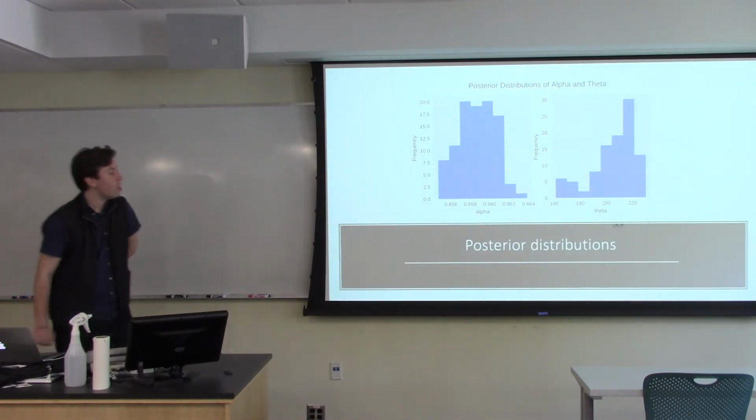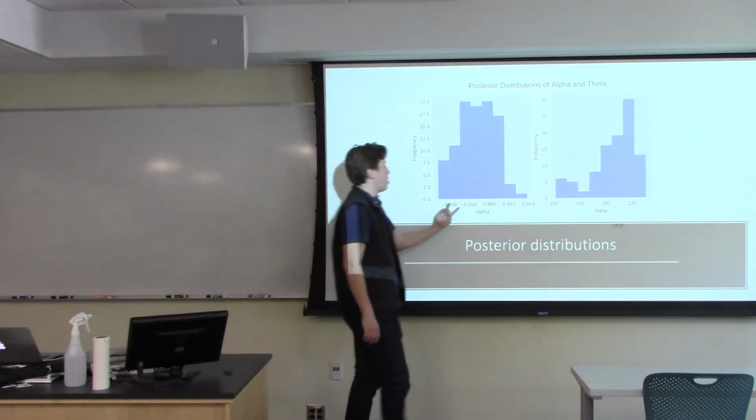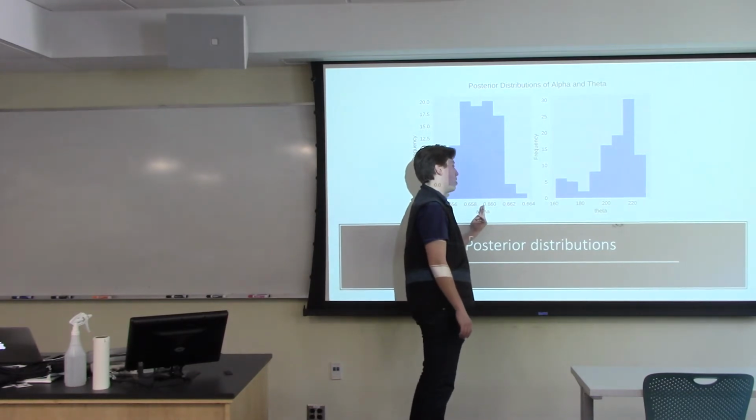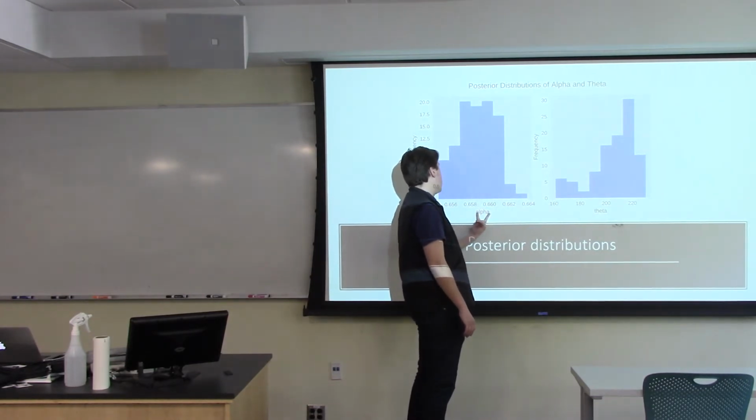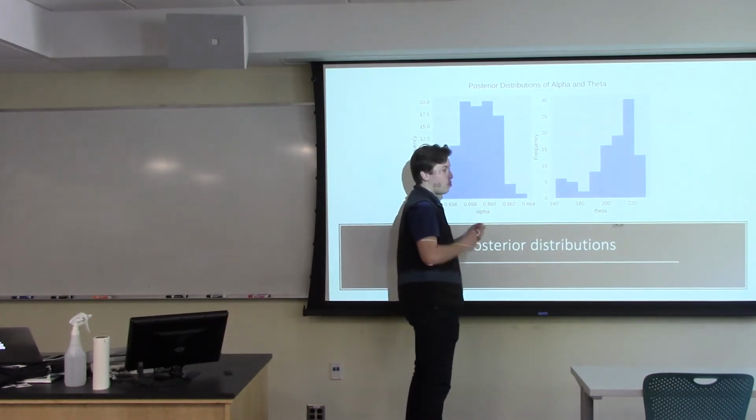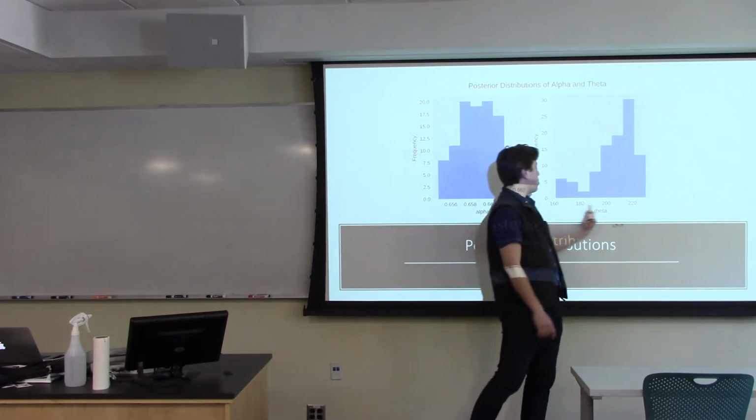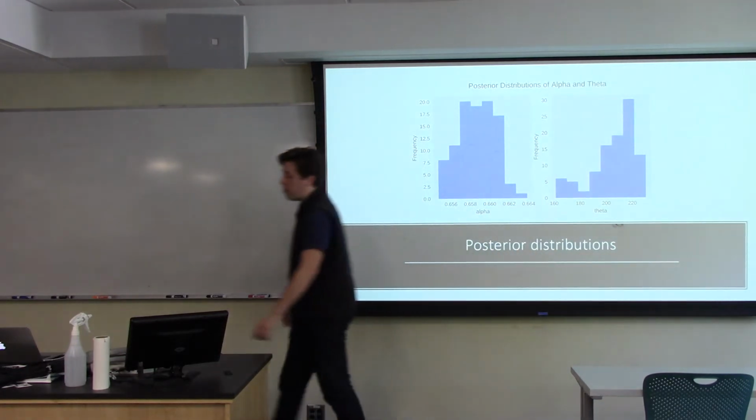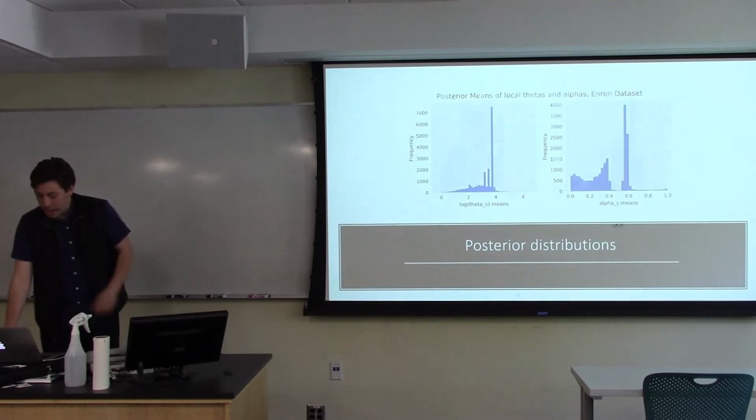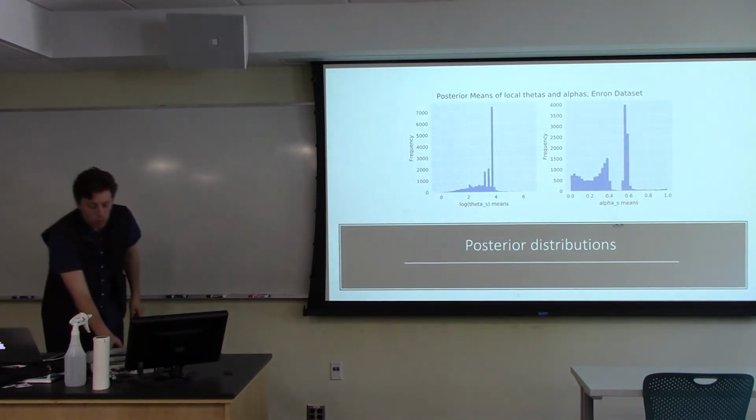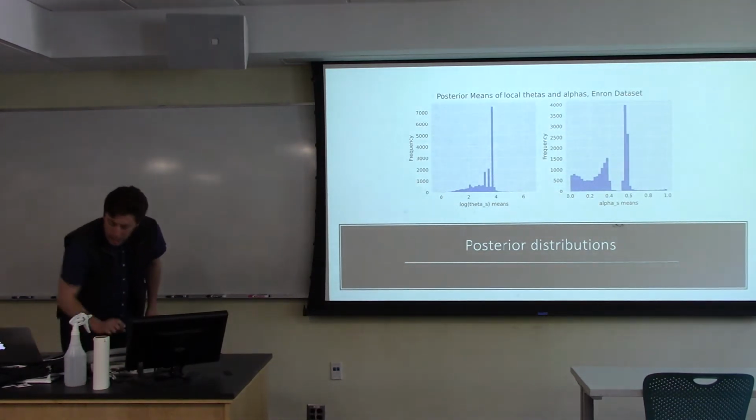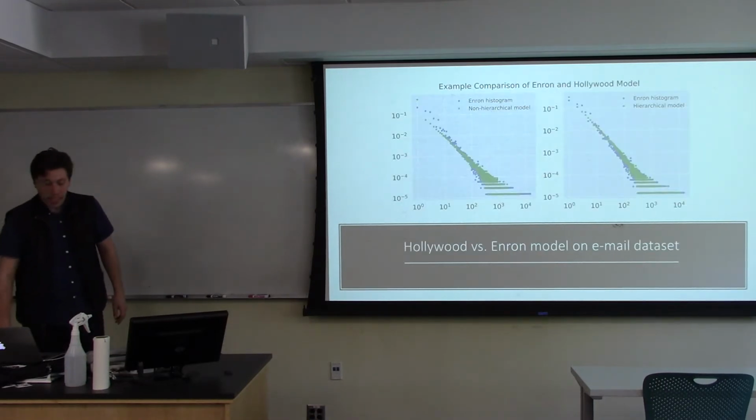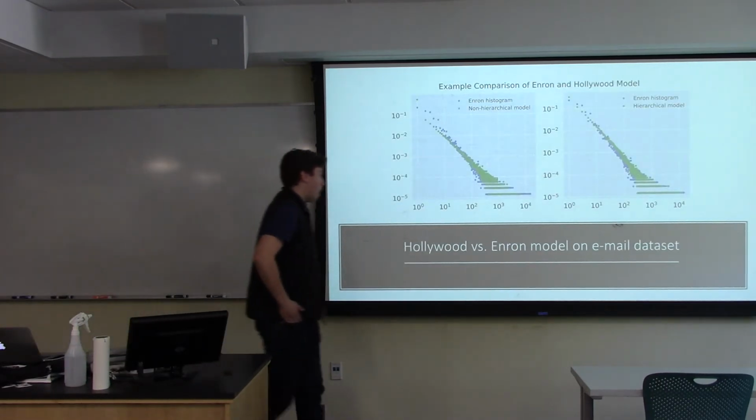The posteriors are pretty tight over global parameters, so you see that this is very similar to what I see in Hollywood models, which is that the alphas are pretty tight and it's pretty certain about the power law degrees, but the thetas are actually quite diffuse. And so the one point in my last 2 minutes I wanted to make is Hollywood versus Enron.